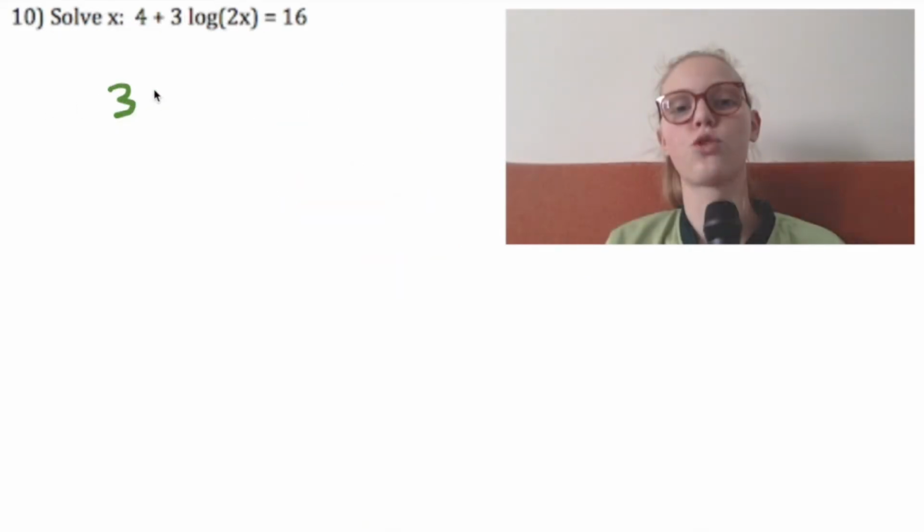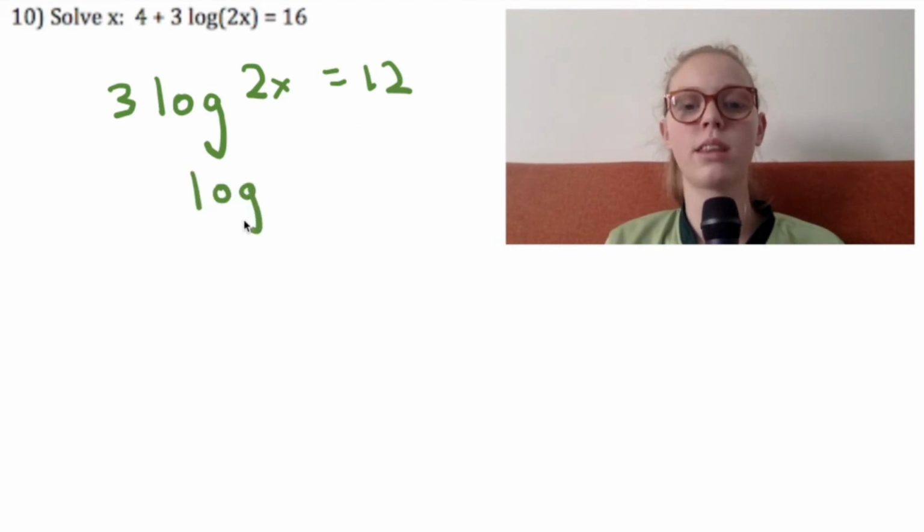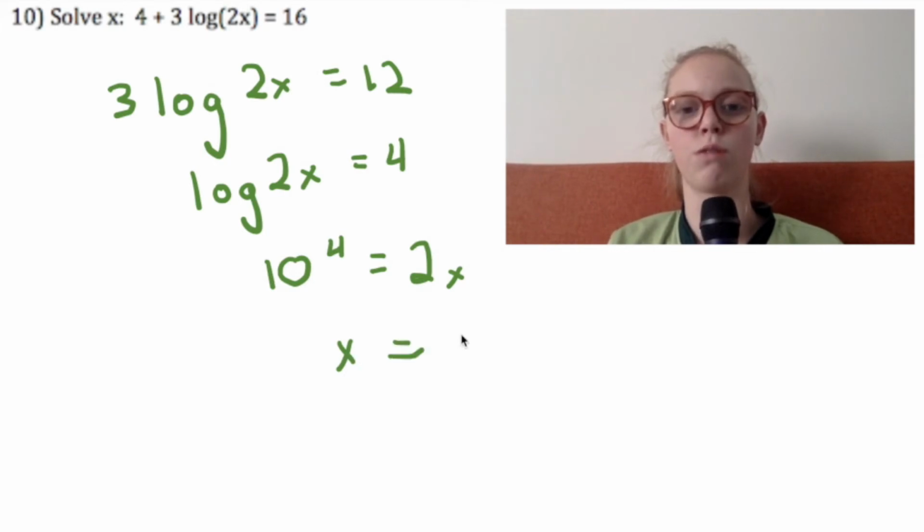We start by subtracting 4 from both sides, so we get 3 log 2x equals 12. Divide both sides by 3 to get that log 2x equals 4. Now remember, this is log base 10, so this is equivalent to saying 10 to the 4th power is equal to 2x. 10 to the 4th power is equal to 10,000, so x is equal to 5,000.